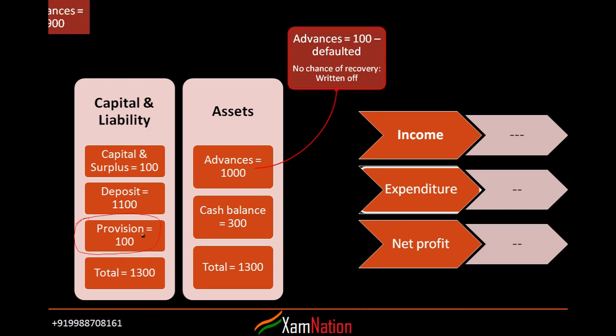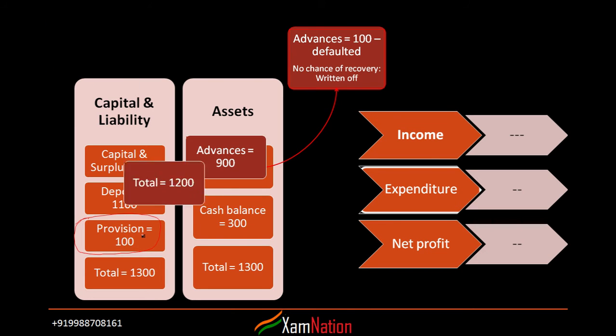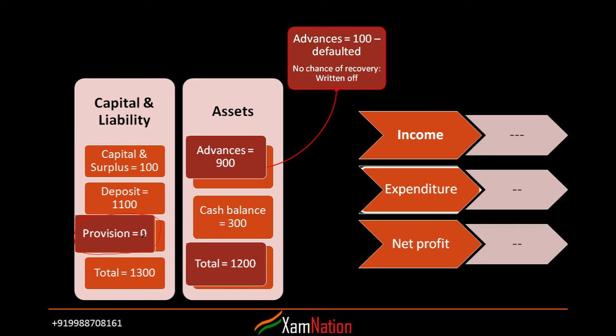Okay, for example, in this case, if there is a default of 100 rupees, now your provisions will become 0, your capital and surplus will remain the 100 rupees. Now this provision is becoming 0. Now there may be two questions which should come into your mind.